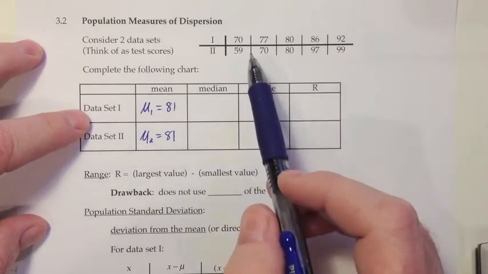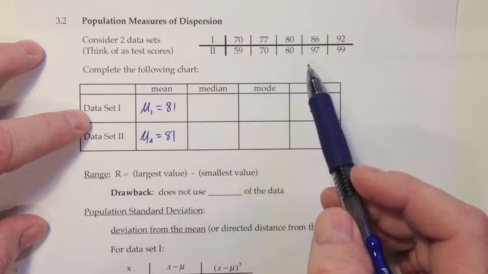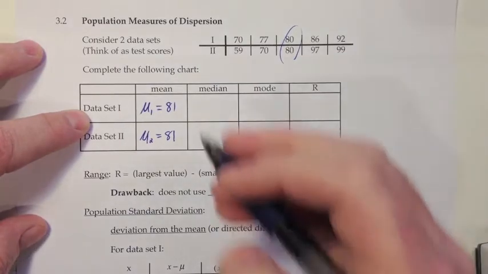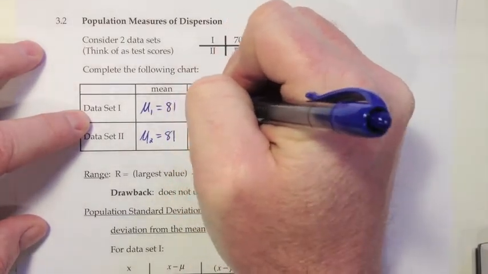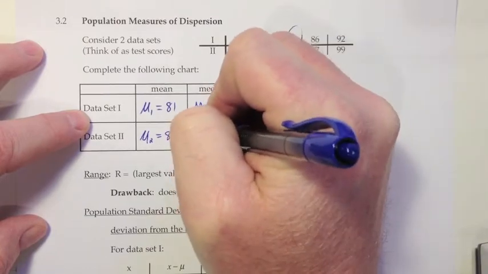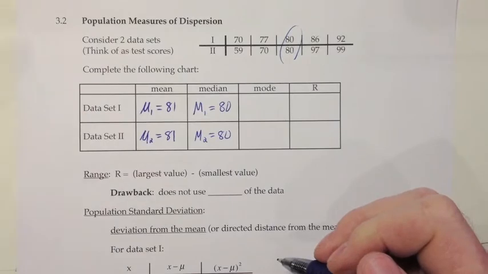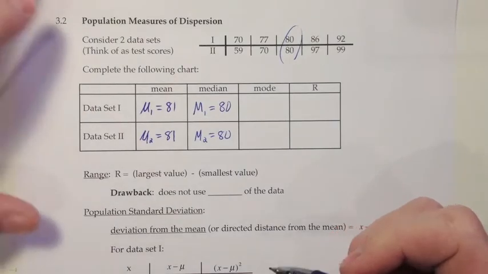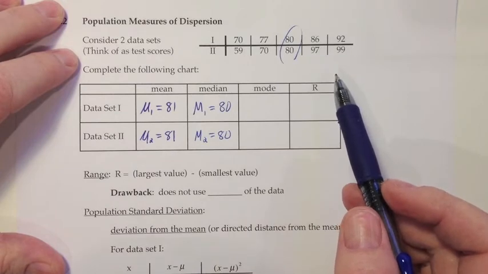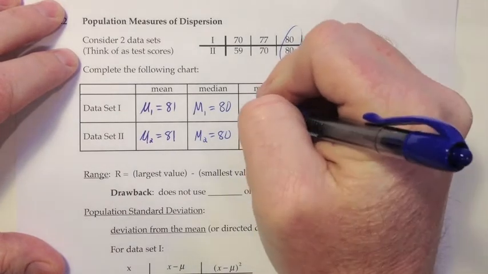Well, this one's a little easier to do because the data sets are already in order. There's only 5 pieces of data, so the middle number in both data sets would be the 80s. So the median for data set 1 would be 80, and the median for data set 2 would also be 80. And the mode's also fast. It's not very interesting, but it's fast. There are no repeats in either data set, and that's what we're looking for with the mode. So for both of these data sets, I would say that there is no mode.